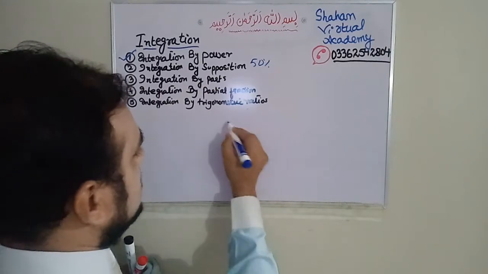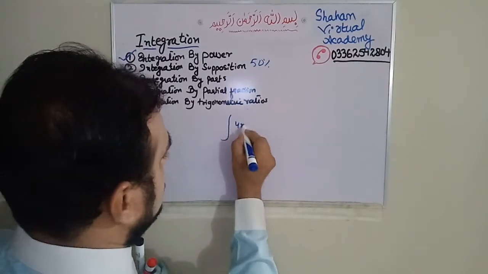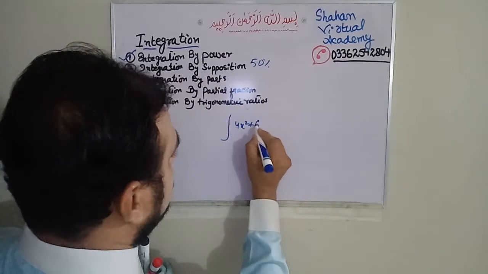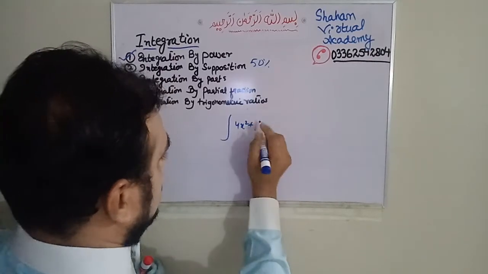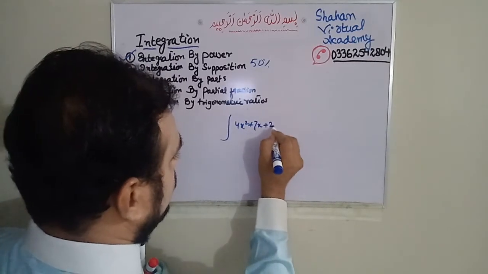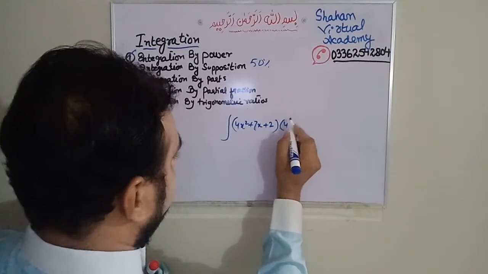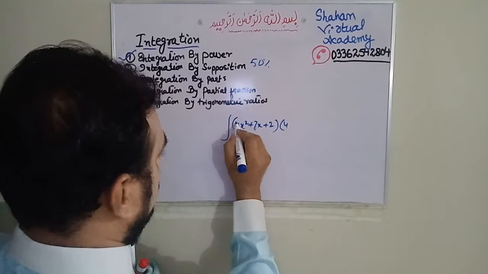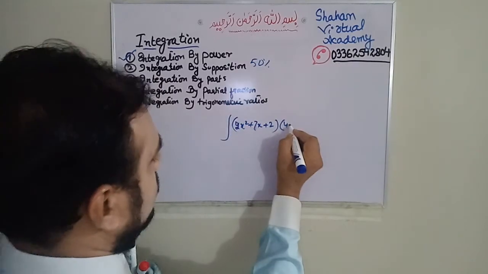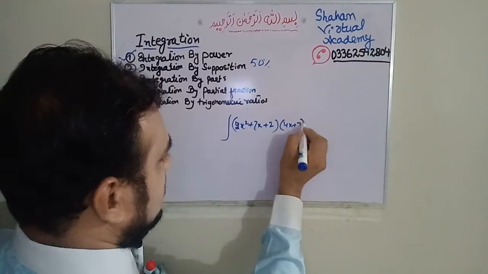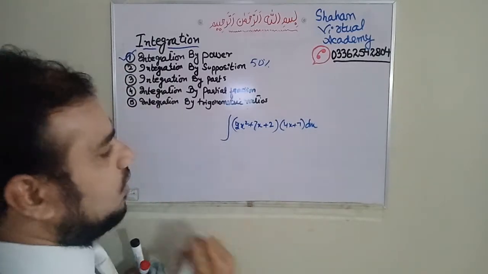Okay, so there's another question: 4x plus 7 dx over 2x squared plus 7x plus 2. So how can we do that?